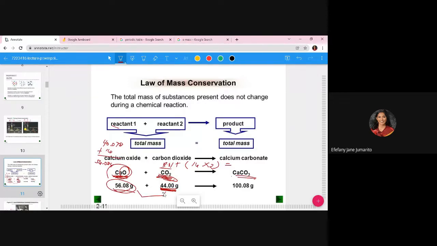The atomic masses may differ in significant figures. For example, some will report 44.01 and others 44.0. So the difference is still very small. Now when we total this, the mass on the reactant side is 56.08 plus 44, which is 100.08 grams.